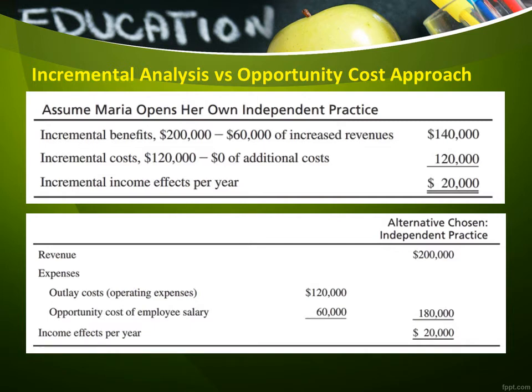Let's compare it with the opportunity cost approach. Revenue is 200,000 less outlay cost of 120,000 and opportunity cost of 60,000. So the income effect per year is 20,000. These two approaches yield identical results.